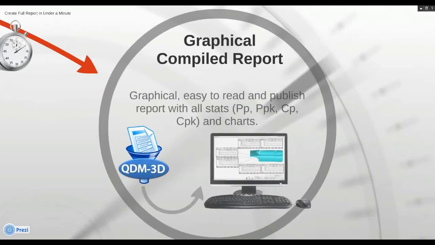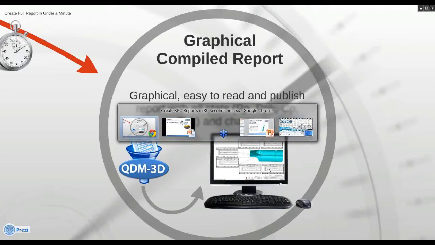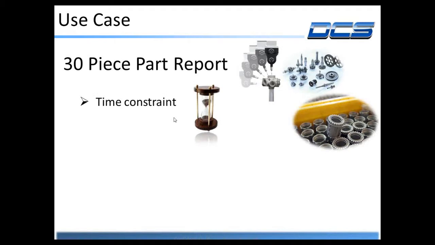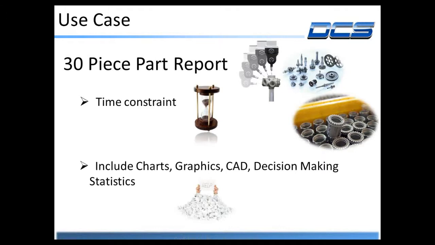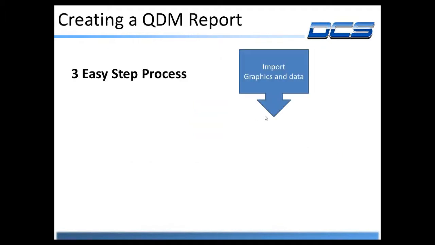So I've compiled a graphical report by putting all my information in QDM 3D, and it publishes an easy-to-read report with all of my stats and charts automatically. So automatically can mean a lot of different things. So how does that all work out? Well, let's go back over our problem. We have a time constraint. We want to include a lot of different information into our reports. We want charts, we want graphics, we want to use our CAD data, and we need decision-making statistics. Because when we pass this report on, our manager wants to see the information he needs in order to make a decision on how he's going to proceed.